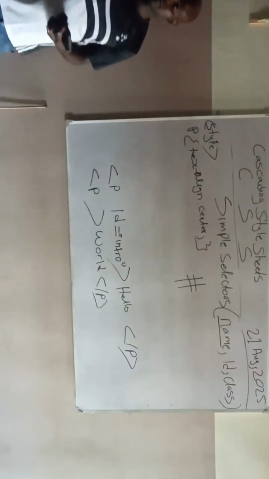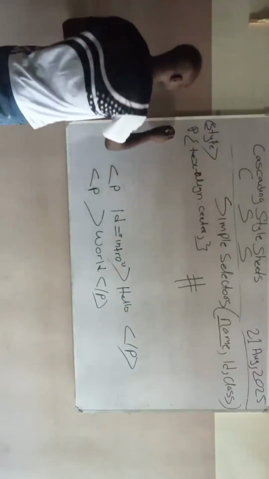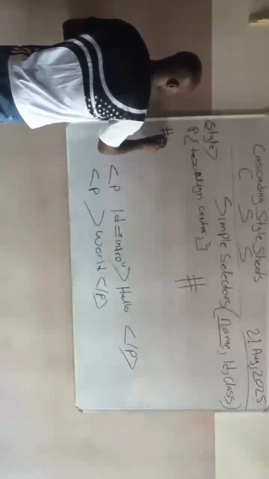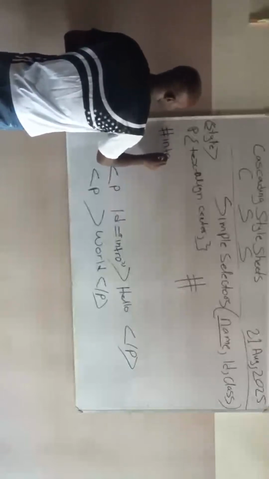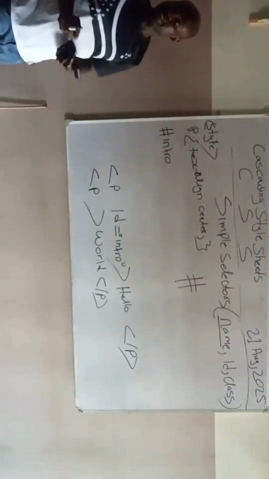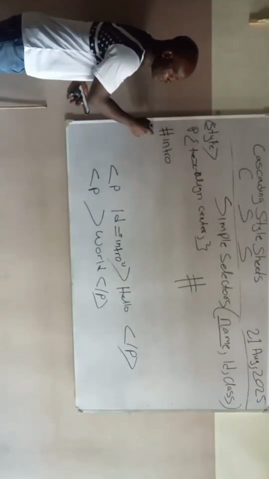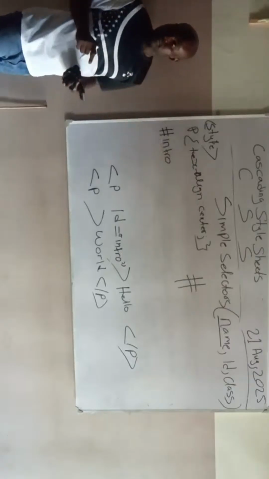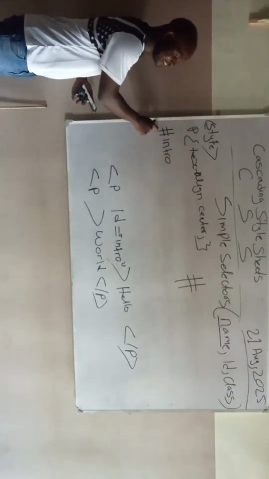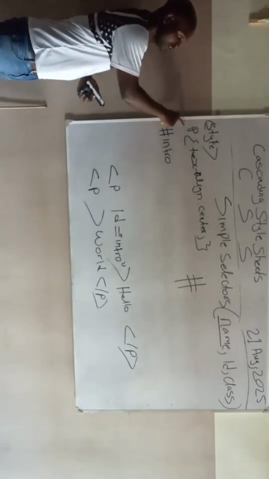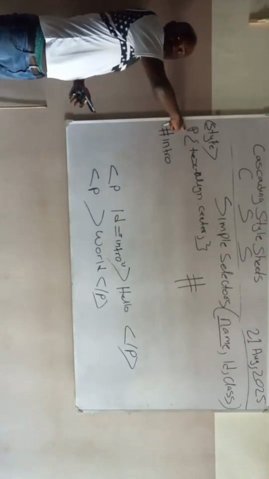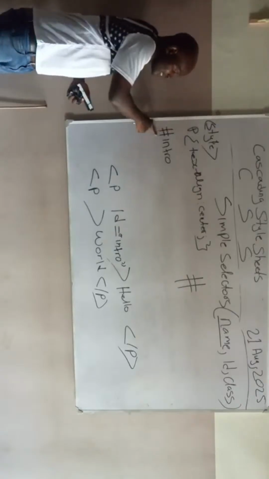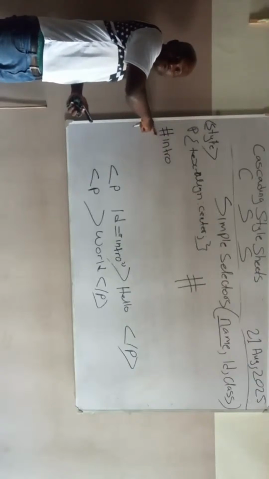using a selector, hash intro. I'm not telling the CSS to go and look for every element beginning with intro. This one says go to any element beginning with paragraph. This one says go to any element that has an ID as what? Intro.